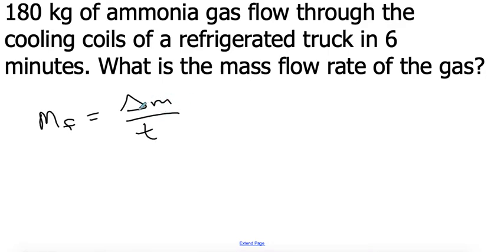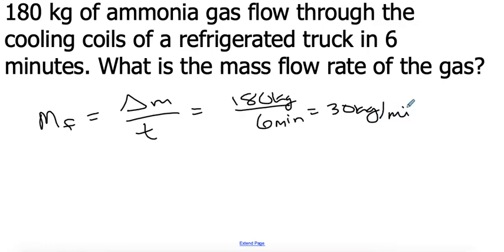Okay, and again, remember, there isn't really a change in mass written here. It's just a certain mass that's moving. So we're going to be using that 180 kilograms, and then it's moving in 6 minutes. Okay, so we do 180 divided by 6, and then you're going to get 30 kilograms per minute. Okay, and we could convert this to seconds if we wanted to. We'll just leave it since it doesn't specify anything beyond that. So the mass flow rate is 30 kilograms per minute of this ammonia gas.